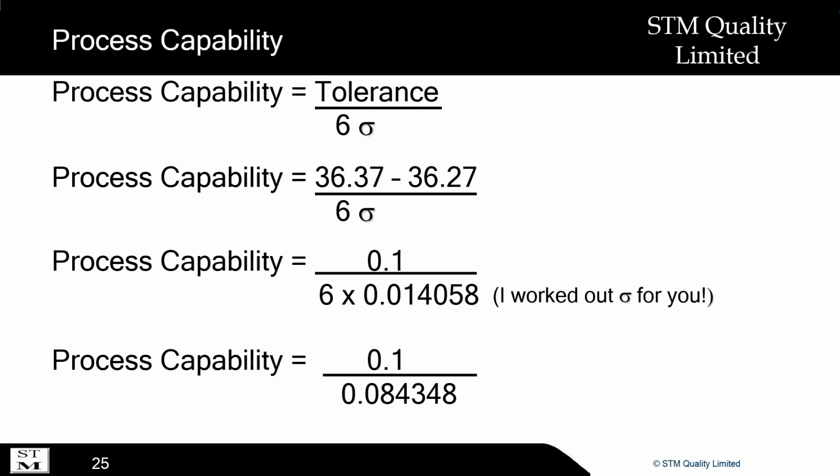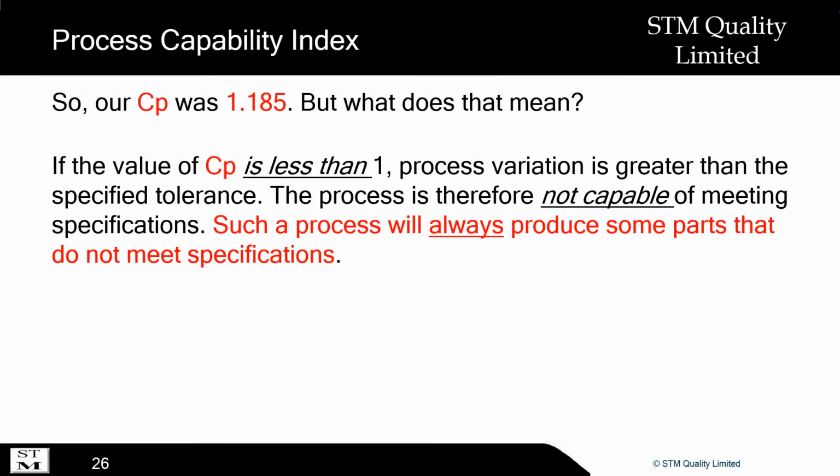0.014058. So I worked out sigma for you. So our process capability is equal to 0.1 divided by 0.084348. So our process capability is equal to 1.185. So our CP was 1.185. But what does that mean?